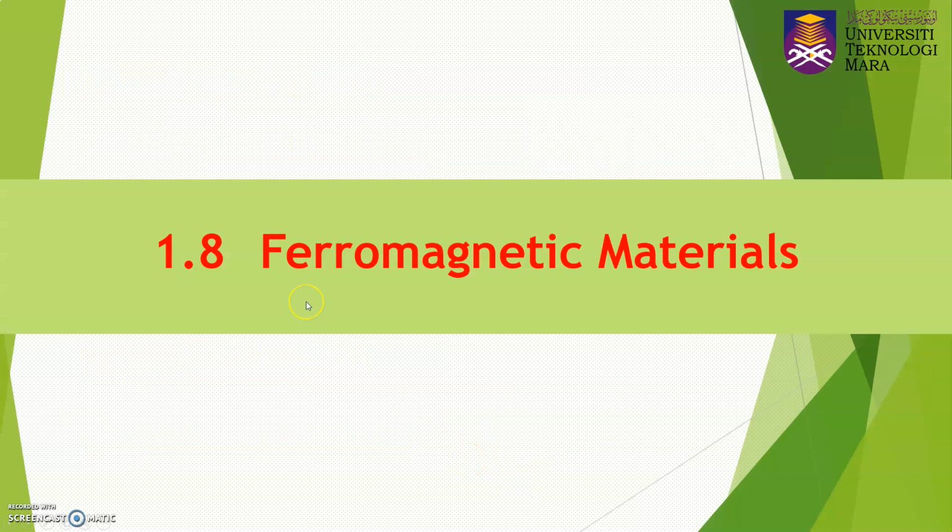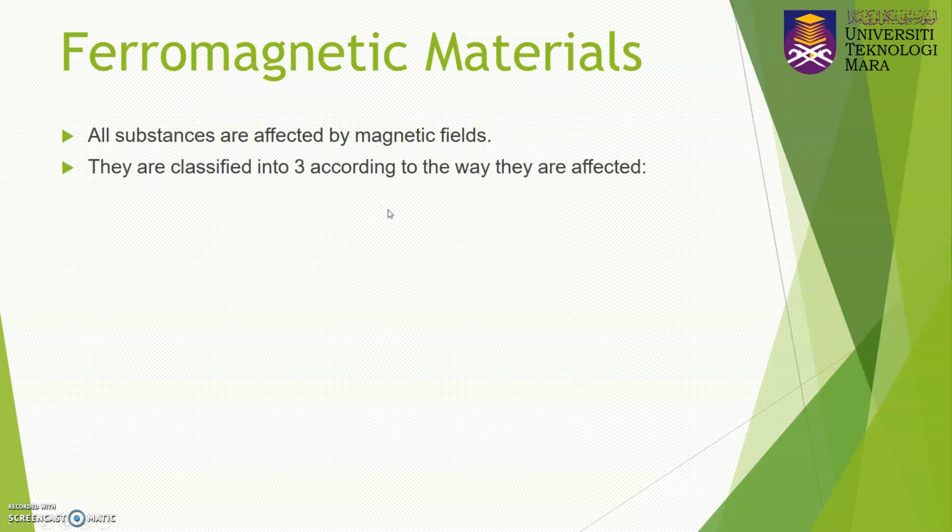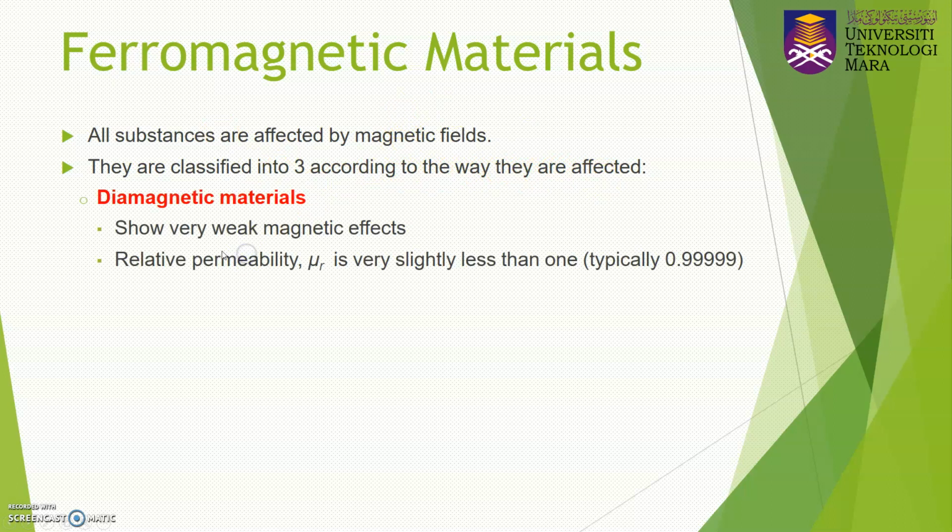Next we are going to see the second subtopic, which is the ferromagnetic materials. All substances in the world are affected by the magnetic field. Basically there are three different groups. We can classify the substances into three according to the way they are affected by the magnetic field. The first one is the diamagnetic materials.